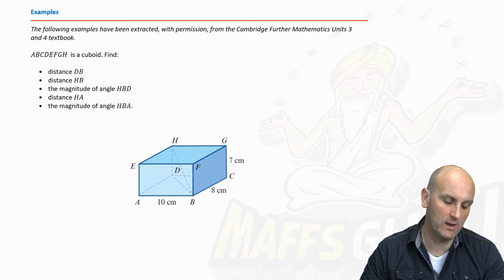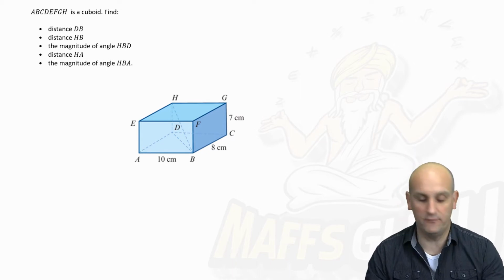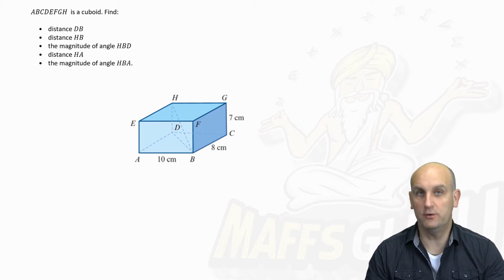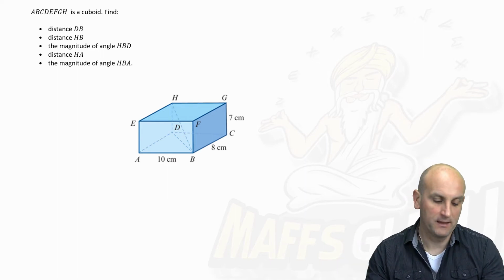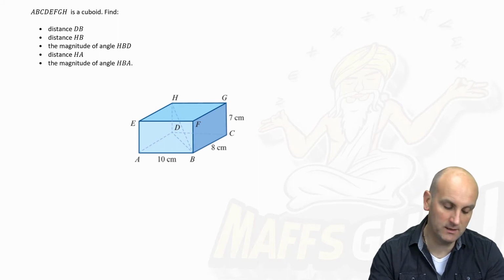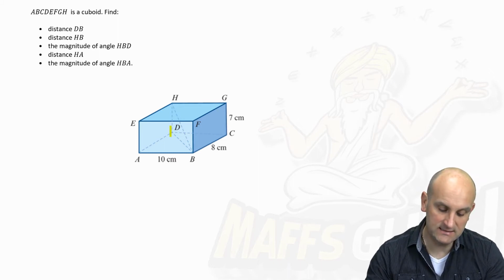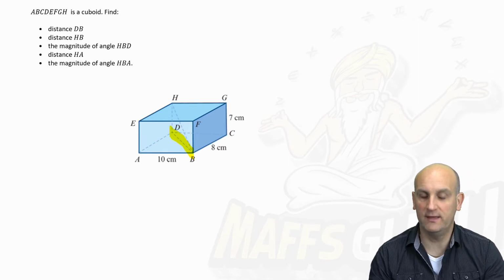Okay, so here we go. A, B, C, D, E, F, G, H. This is not an exercise in reading the alphabet. Is a cuboid. All right, not a cube, a cuboid. A cuboid is basically a rectangular 3-dimensional shape. Find the distance DB. All right, first things first. So I'm going to highlight where DB is. It's this distance here. All right, so can I see a triangle there that might be right angled?